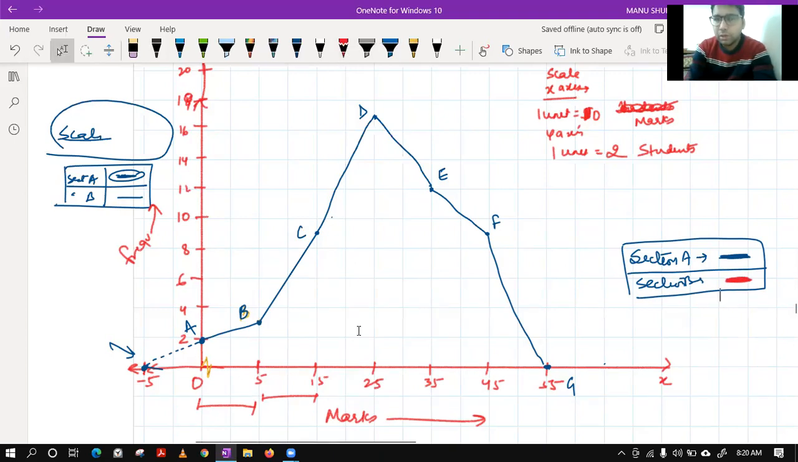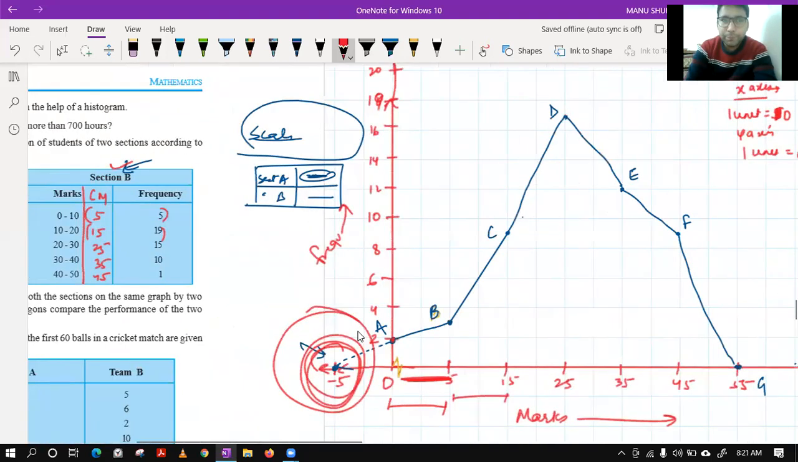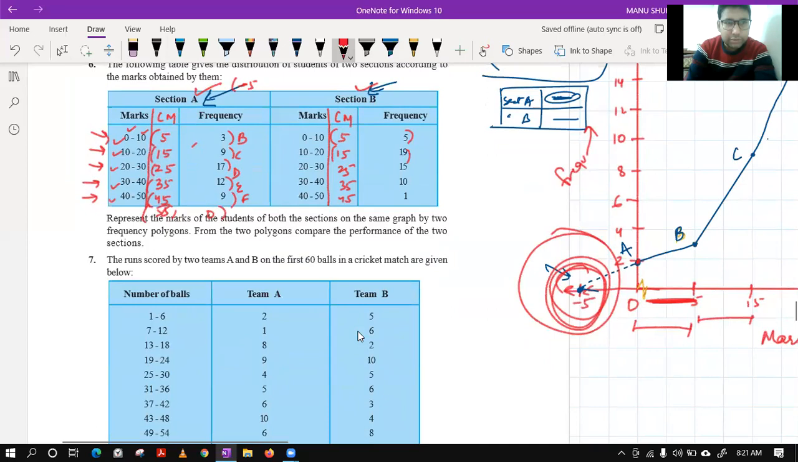This one was very simple. The only thing that we have to keep in mind is this point, that you will not take this as A. Instead of this, you will take A on the y-axis. That's it. If this point was lying in this area on the right hand side of the origin, you could have taken it as A only. Okay. Now question number 7 is similar.